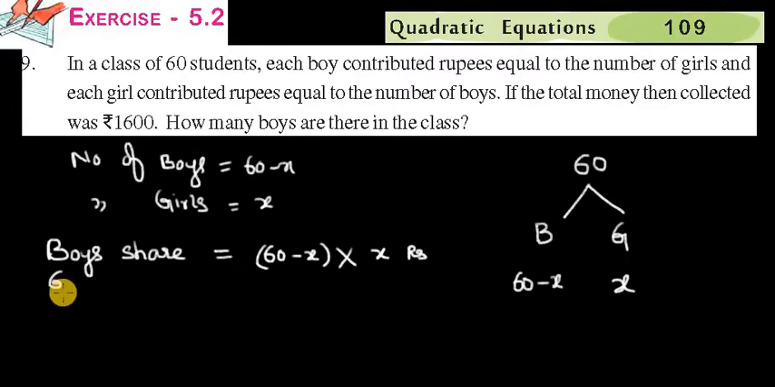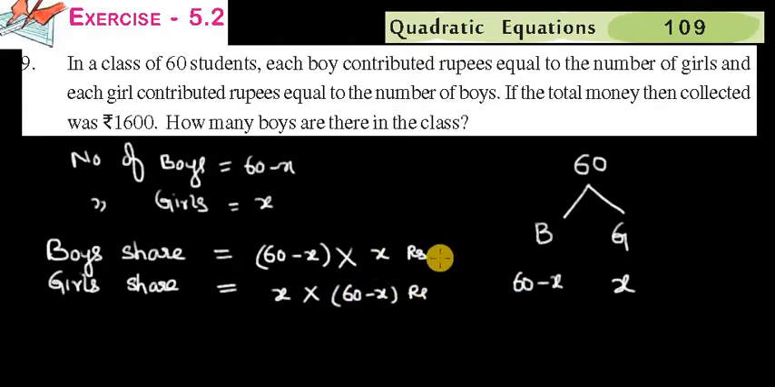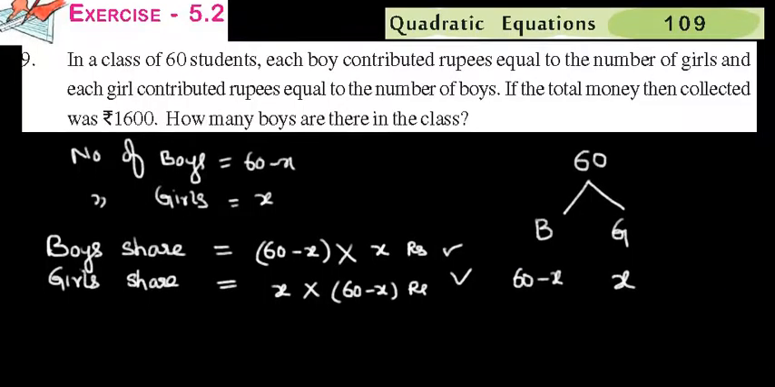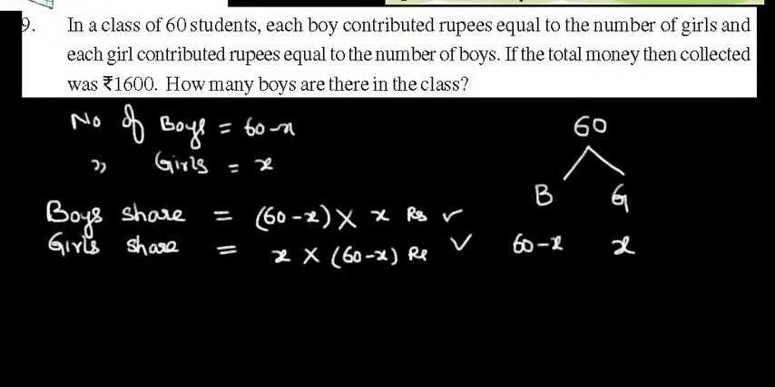Similarly, the girls' contribution, or you can take it as a share. So the girls' share is the number of girls into what each girl is giving, 60 minus x rupees. So we got these two shares. Now we'll move further. I think all of you understood.